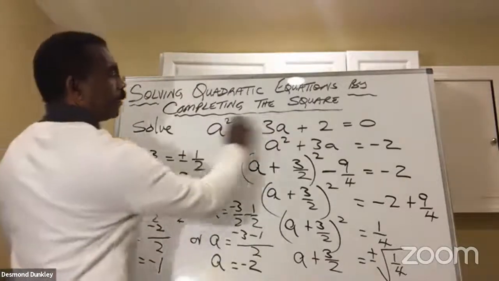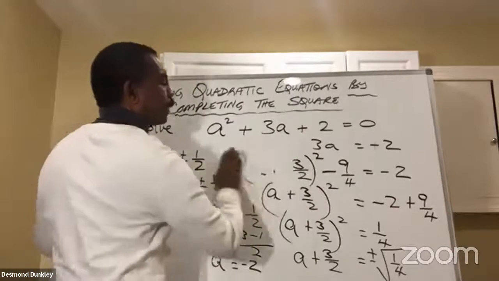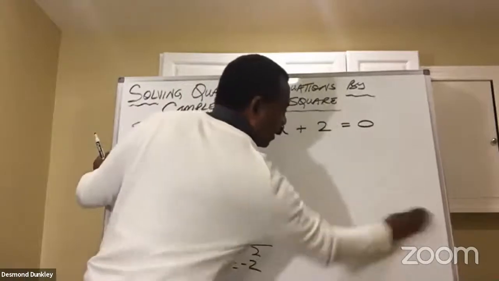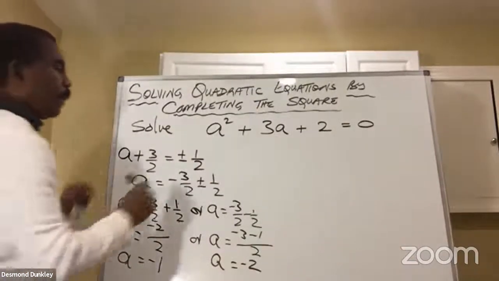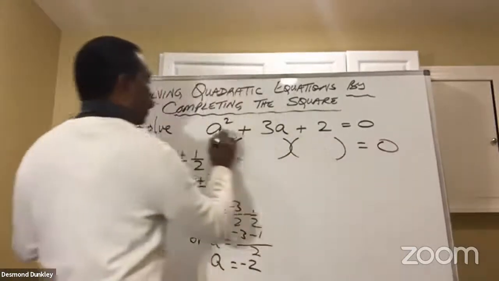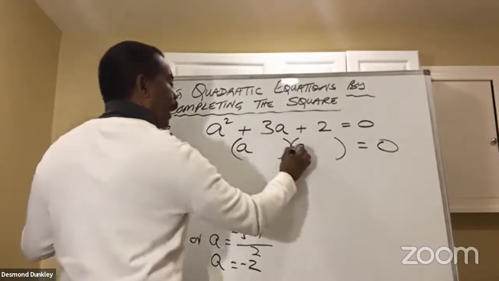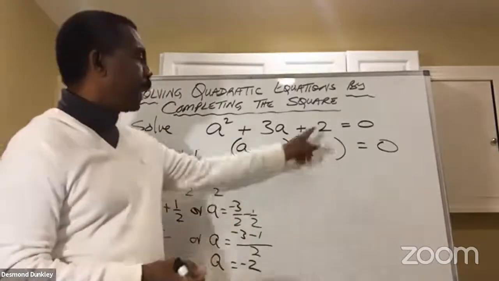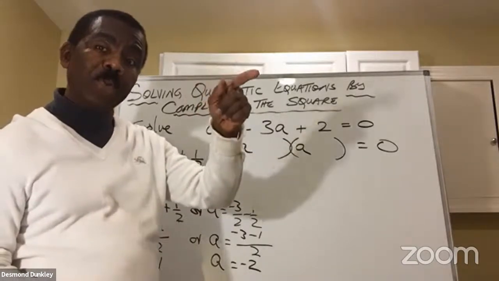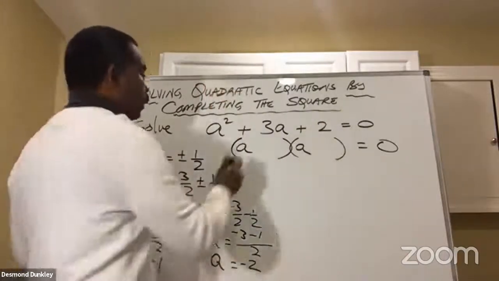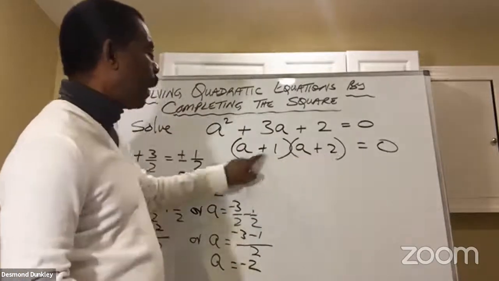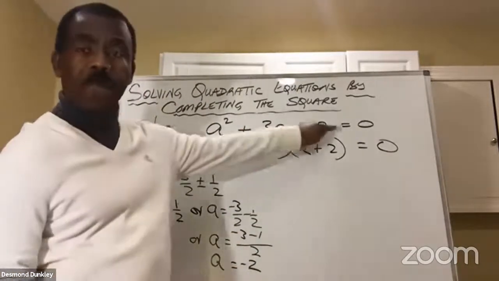Did you notice that this trinomial could be factorized? Did you notice that? I noticed it afterwards. So let's see if we'll get the same answers. So if we go, we get a squared, you know it's a and a. What two numbers multiply to give you 2 and add to give you 3? Well, 1 times 2 is 2. 1 plus 2 is 3. So it's going to be a plus 1 and a plus 2. I guarantee you that these two binomials multiply and simplify to give you that.